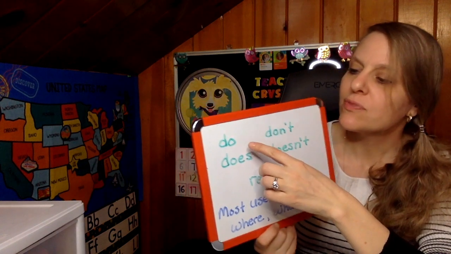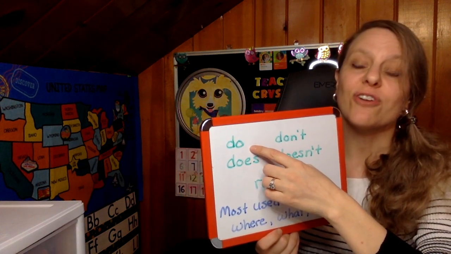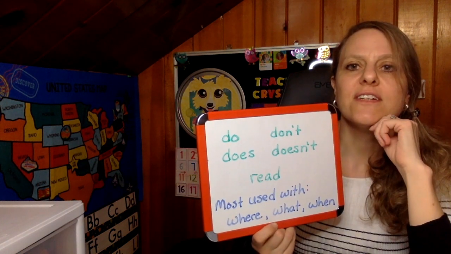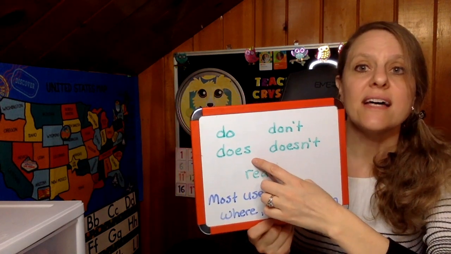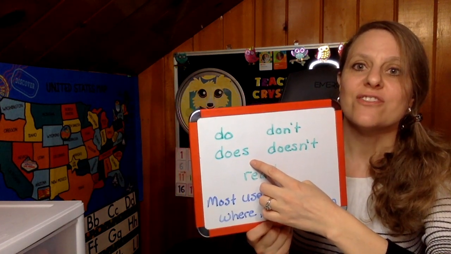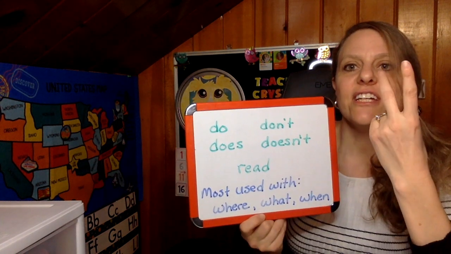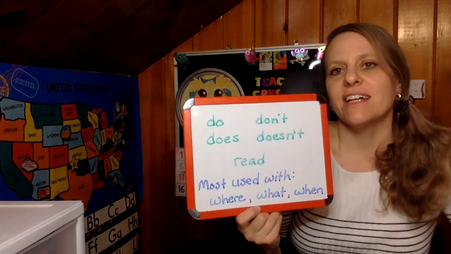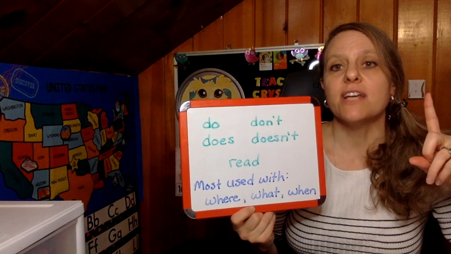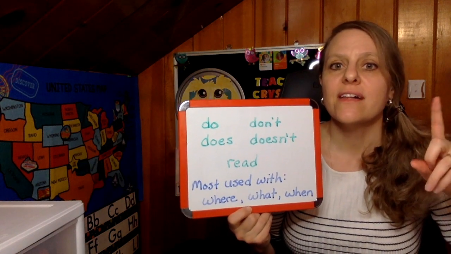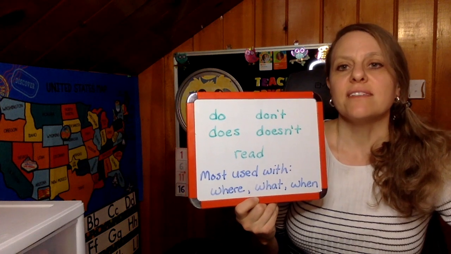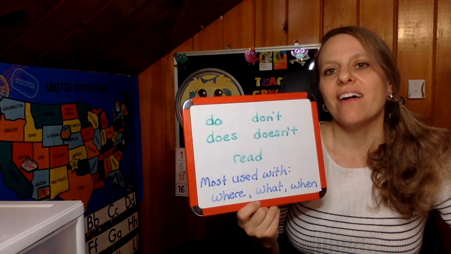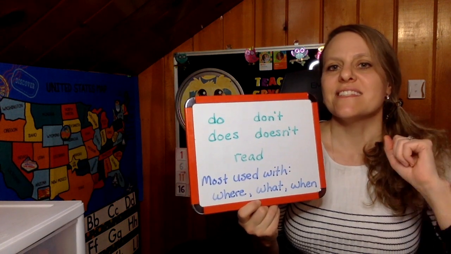For example, toys is plural, so I would use do. Where do the toys go? Does is third person, so you would use does with he, she, it, or a singular person or object. So if you only have one object, for example, the book, then you would use does. Where does the book go? So let's see how well you do with these.